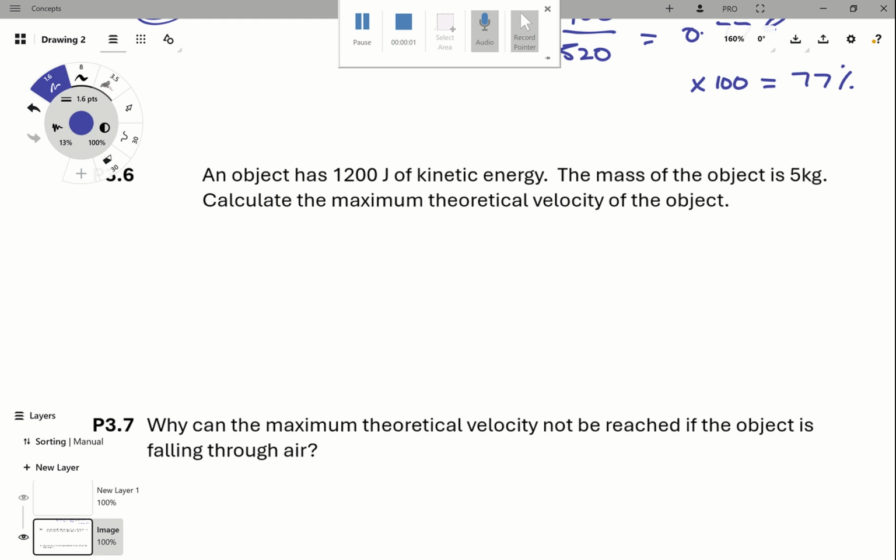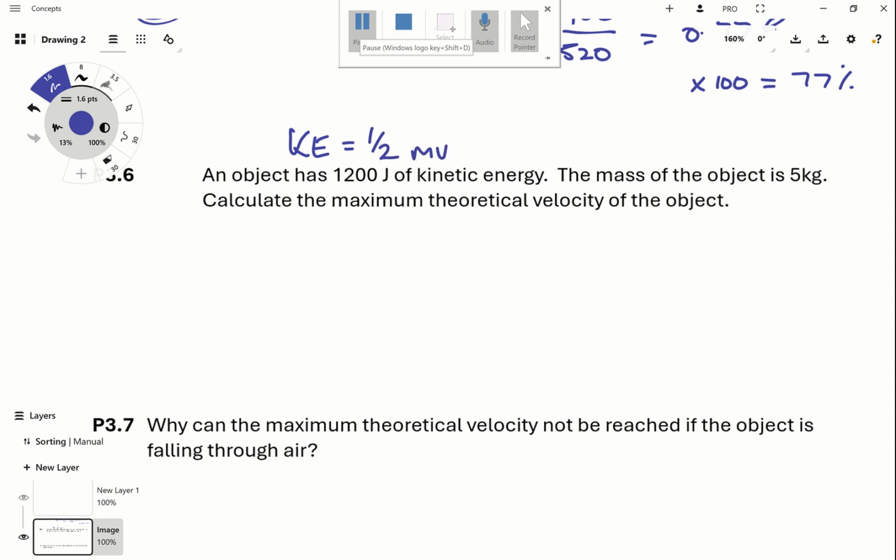Okay, so this next one's going to look at kinetic energy, rearranging the formula for kinetic energy, and just discussing working out theoretical velocities and why they're theoretical. So our first part is, well, we need to know that KE equals half mv squared. And they'll either give you that in the question.